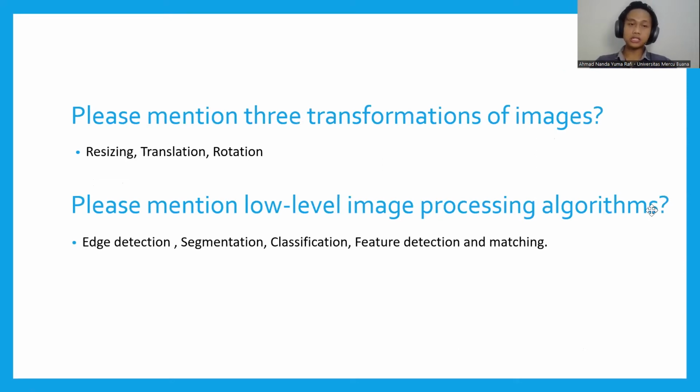And the next question is, please mention three transformations of images. There are three transformations of images. First is resizing, next is translation, and the last is rotation. And the next question is, please mention low-level image processing algorithms. Here, the first is edge detection, segmentation, classification, feature detection, and the last is matching.